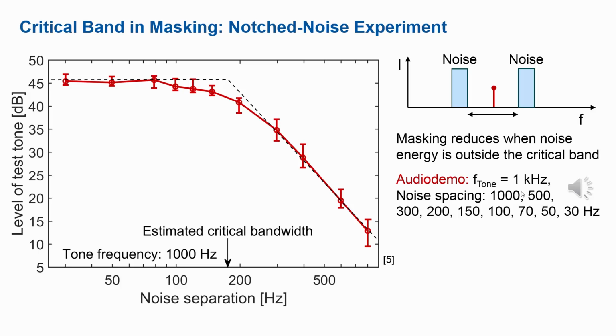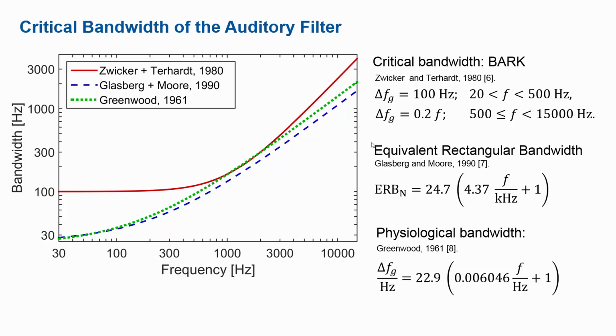Now, we have all the ingredients and all the ways to measure the critical bandwidth. Let's first look at the critical bandwidth as defined by Zwicker, the Bark scale. Zwicker defined the Bark scale to be about 100 Hz wide at low frequencies and about 20% of the center frequency of your filter at high frequencies. High means here above 500 Hz. So at low frequency, he assumes about constant absolute bandwidth, and at high frequencies, he assumes about constant relative bandwidth.